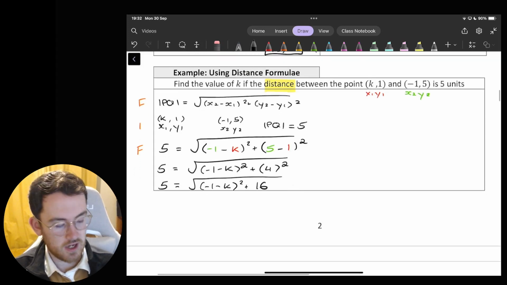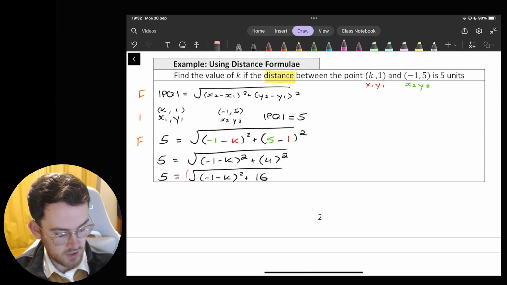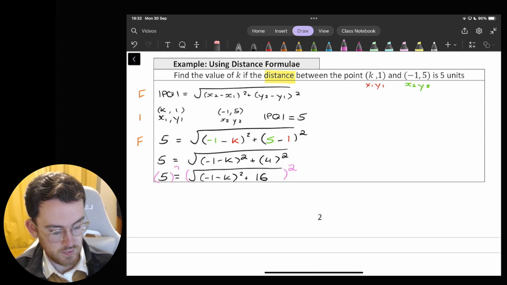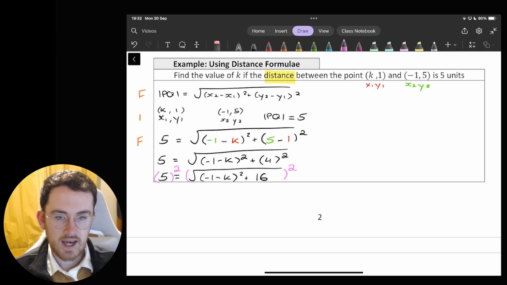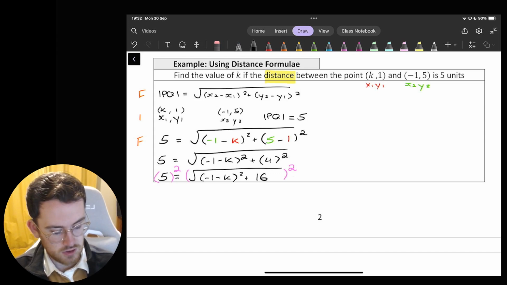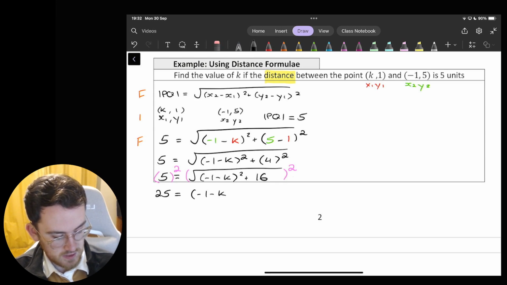I'm at a bit of a loss here, so all I can do is try and get rid of my square root, and to do that I need to do the opposite, which would be to square both sides. So squaring, a power of 2, and a square root are inverse operations of each other, same as multiply and divide. So to get rid of one, I need to do the other, and I need to make sure I do it to both sides. So 25 equals minus 1 minus k squared plus 16.